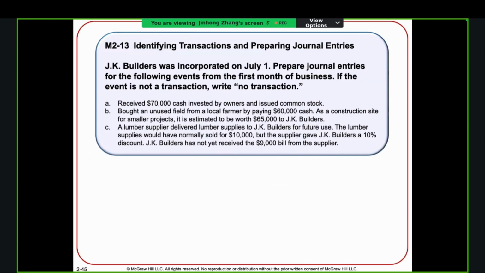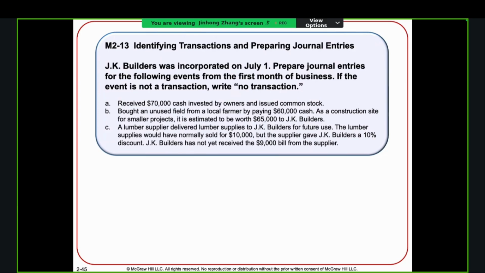Okay, JK Builders. This time you guys need to do it, okay? JK Builders was incorporated on July 1. Prepare journal entries for the following events from the first month of business. If the event is not a transaction, write no transaction. Receive the $70,000 cash invested by owners and issue the common stock.